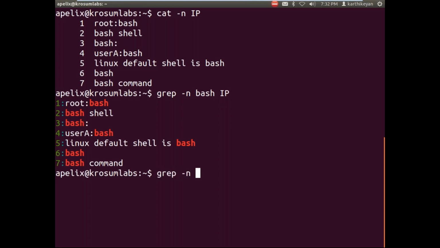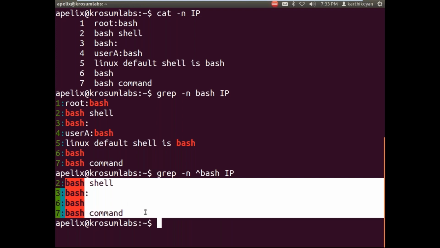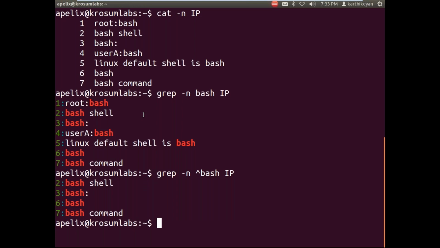If you search the pattern line starts with bash, followed by the input file, this will match only lines that start with bash. Compare the difference. This is called the general pattern operation, and this is the line starts with the bash keyword pattern. This portion will print. Whatever bash is in the middle or at the end of a line is not matching here.